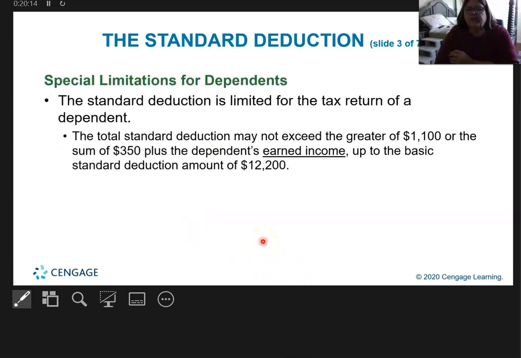There are special limitations for dependents. I'm not going to go over everything, but there is this one you want to pay attention to. If my dependent, the standard deduction may not exceed the greater of $1,100 or the sum of $350 plus the dependent's earned income, up to the basic standard of $12,200. Okay, $1,100 or the sum of $350, the greater of the two.